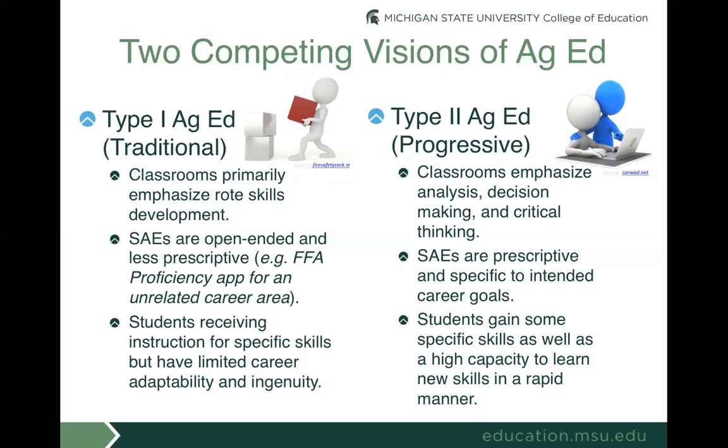Whereas a type 2 agricultural program is much more progressive, and it much more emphasizes those scientific practices of analytic decision-making, critical thinking, argumentation based on evidence, and so forth, that in the classroom are really pushing students to explain how they know they're not wrong, and what evidence they used to reach a conclusion, and how they know their stance on an issue is both valid and worth considering. Their SAE should be very prescriptive, not that they can't change, but a student should have a very specific career goal in mind, and their experiences as often as possible should be specific to that career goal and involve people and experiences in that career field.